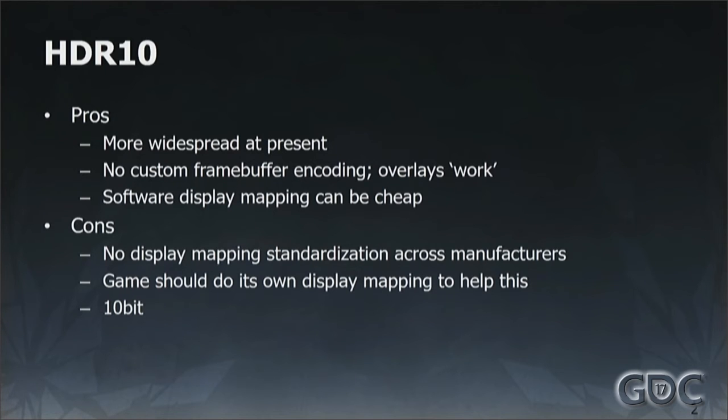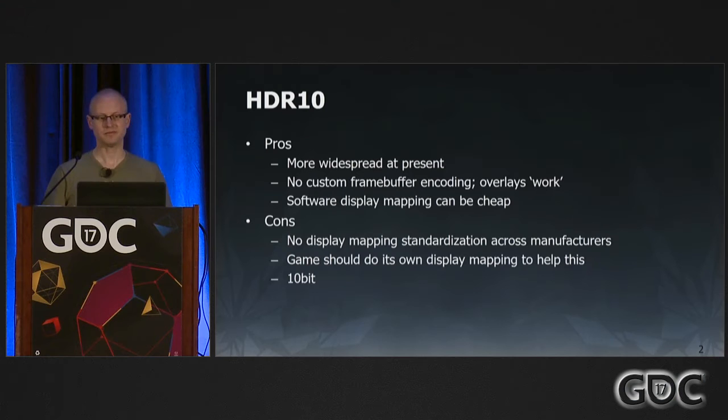HDR10 has pros and cons as well. HDR10 is far more widespread, and because it doesn't have a custom frame buffer encoding, any blended overlays do work. And as we showed earlier, reasonable software display mapping can be done very cheaply. On the downside, and this is probably the biggest downside, there is no standardization at all on HDR10 across manufacturers. Indeed, across modes on the TV, game mode, cinema mode, whatever. This means that your game can look different on every different TV and every different mode on every different TV. So to help bring this more closely aligned, the game really should do its own display mapping. Also, HDR10 is 10-bit rather than 12-bit.